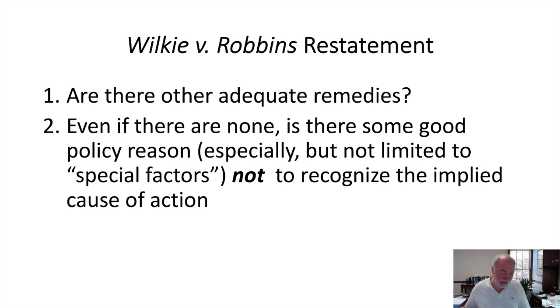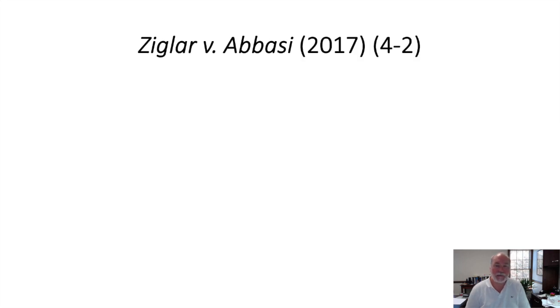So that brings us to the last case, which is the Ziglar versus Abbasi case in 2017. Now that's interesting for several reasons. First, it's a 4-2 decision because Justice Gorsuch had just been appointed to the court. He was not there when oral argument was heard, and therefore he did not participate in the case. And Justices Kagan and Sotomayor were part of the Obama administration during this policy time, and therefore they recused themselves. But even though it's a 4-2 decision, it's still a binding Supreme Court decision.